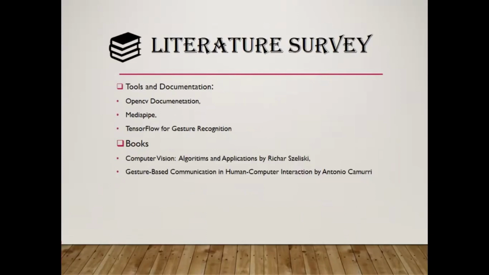Literature survey. Tools and documentation: OpenCV documentation, MediaPipe, TensorFlow for gesture recognition. Books: Computer Vision: Algorithms and Applications by Richard Szeliski, Gesture-Based Communication in Human-Computer Interaction by Anthony Conway.